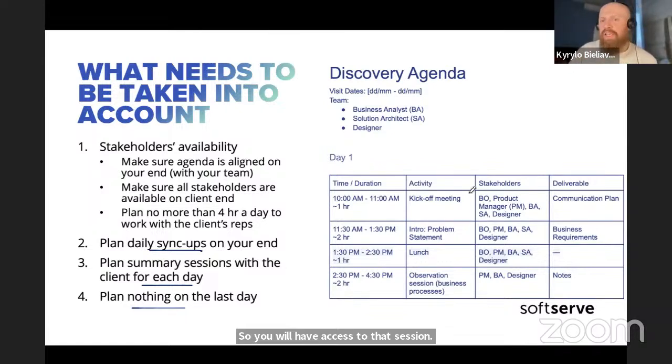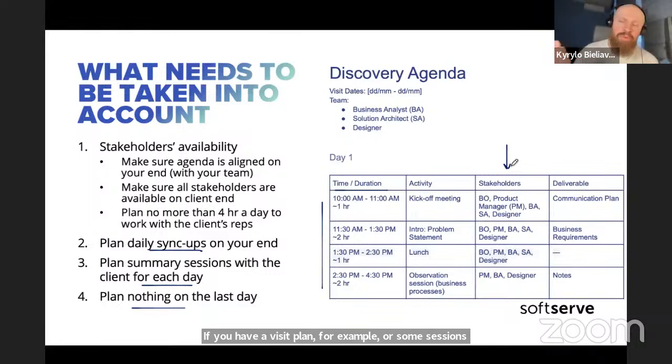Example of the discovery agenda. This is again just an example of the structure, and this is how I'd like to structure it. We'll have some time, you'll have some dates here. If you have a visit plan, for example, or some sessions planned with a client, you need to specify what type of stakeholders you need for the sessions.